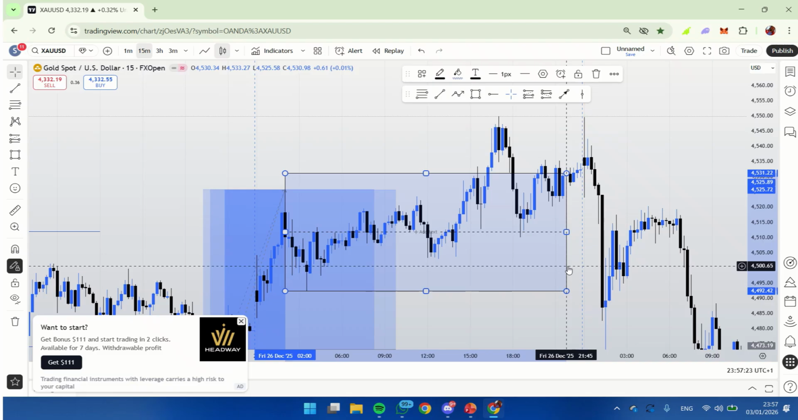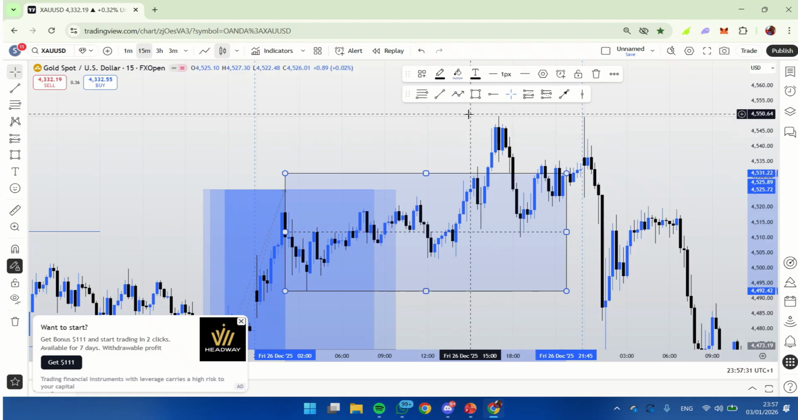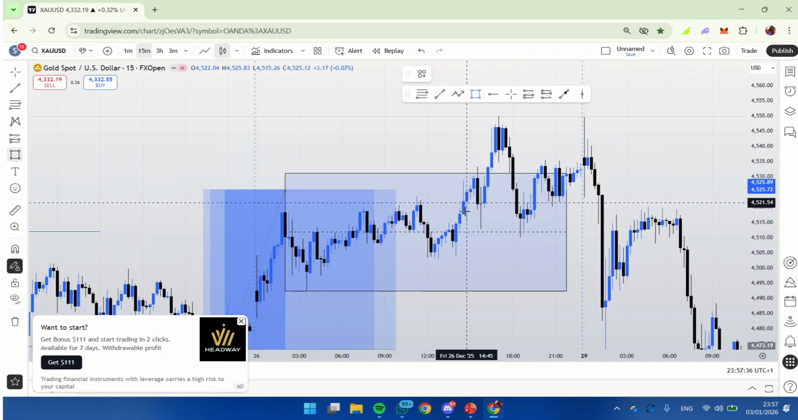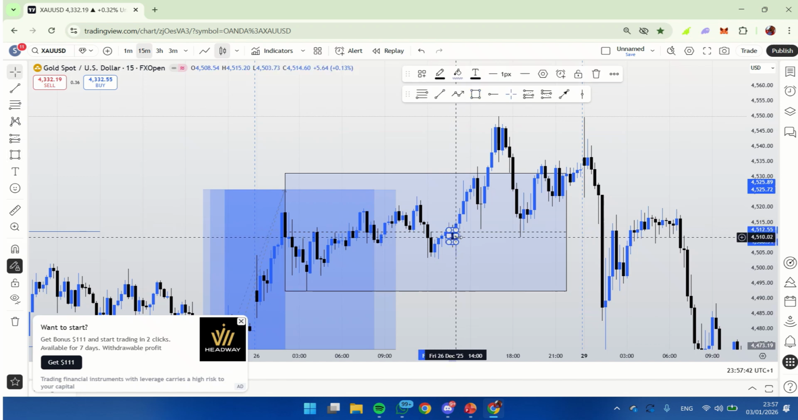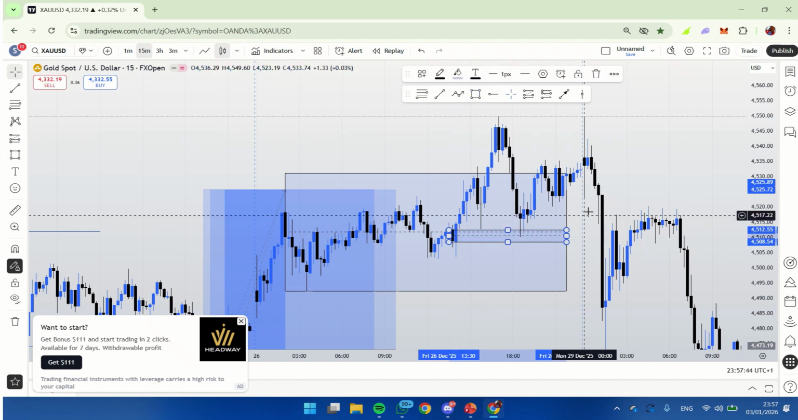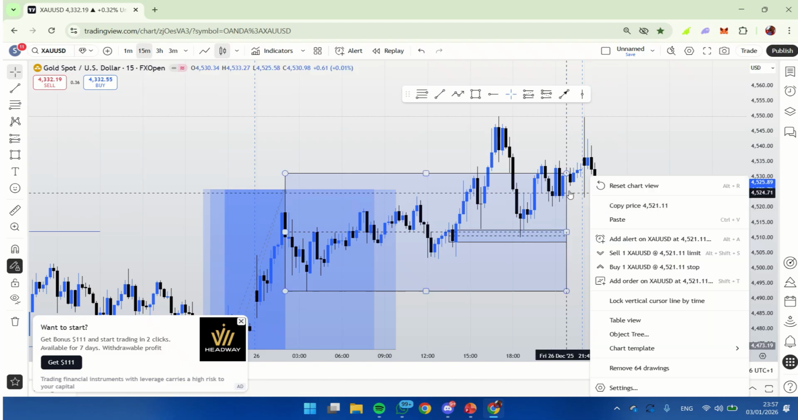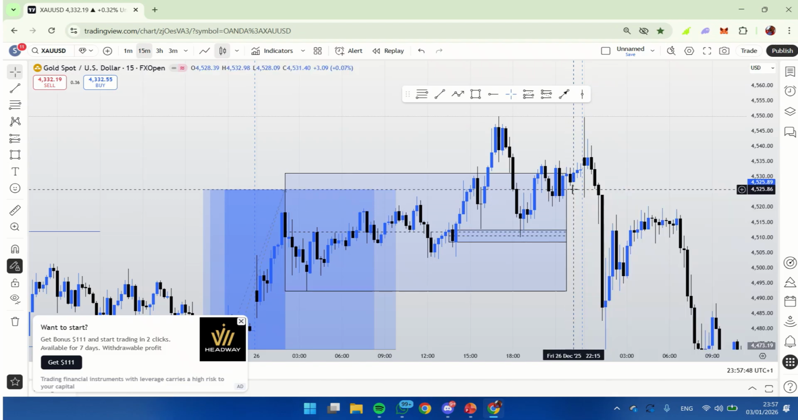until where? Let's see. This is this one. This one has been mitigated, but this is a zone here. This bullish candle, this one is a zone. You want to know how I'm making my zone, just come and try.